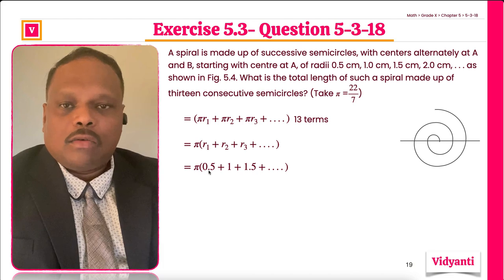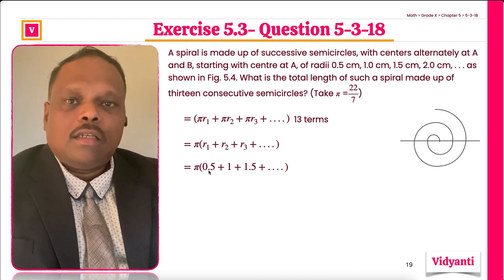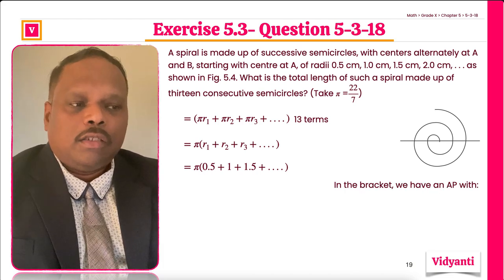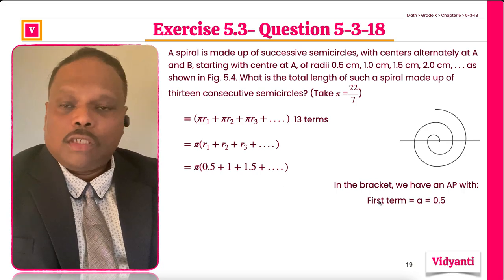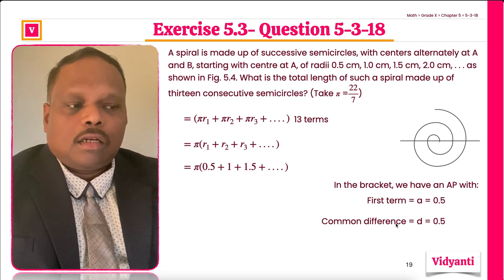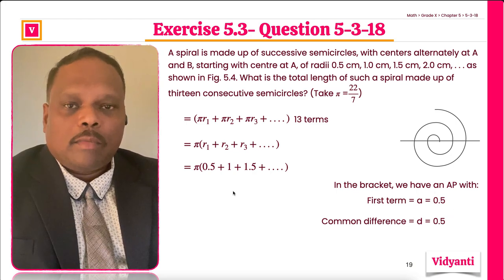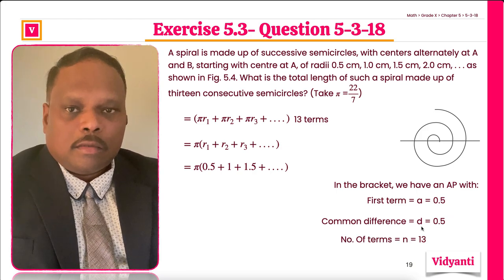Now we notice that what we have inside the bracket is an arithmetic progression because the first term is a, which is 0.5. The common difference: why do we have an arithmetic progression? Because the difference between successive terms is constant, uniform, and that is also equal to 0.5. Let's denote that with d. And there are 13 terms, so n is equal to 13.